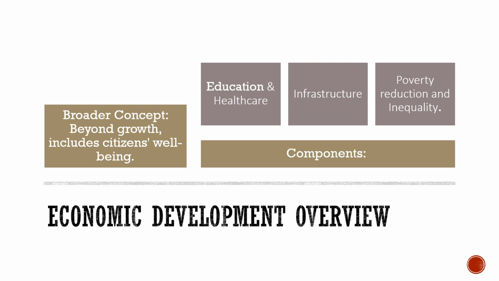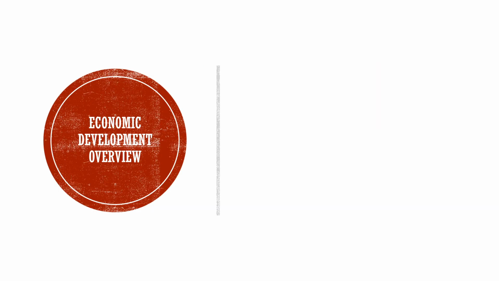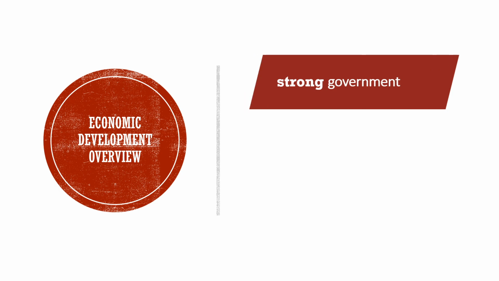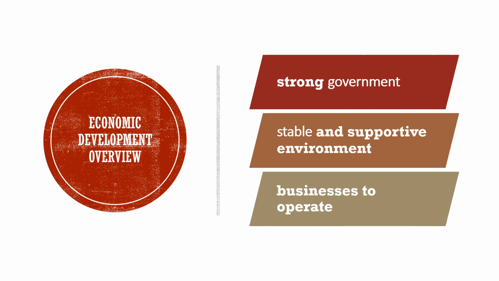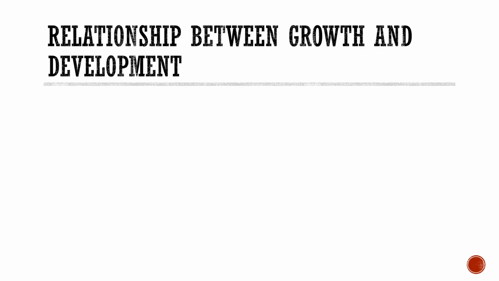Reduced poverty and inequality. Economic development should lead to a more equitable distribution of wealth and a reduction in poverty. Economic development is a long-term process that requires sustained investment in education, infrastructure, and other key areas. It is also important to have a strong government that can create a stable and supportive environment for businesses to operate. The relationship between economic growth and development.